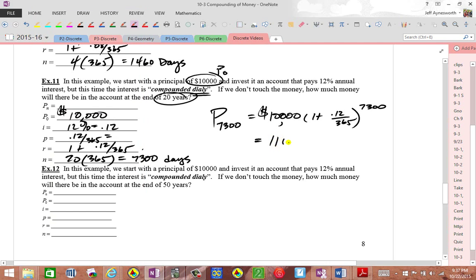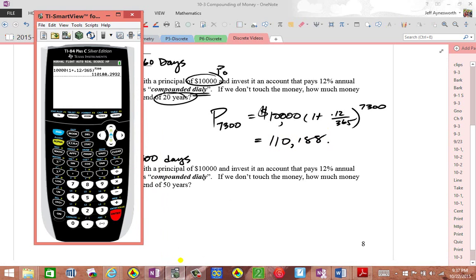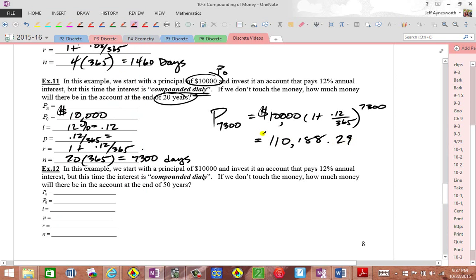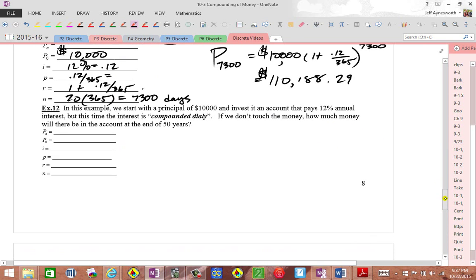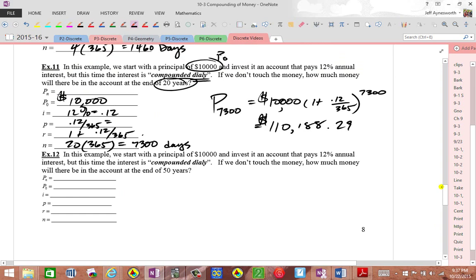110,188. This is a comma. 188, and how many cents? 29 cents. That makes more sense. My previous answer was way too big, okay? And so when that happens, you guys, it's probably because you didn't set it up right or you didn't push it in right on your calculator. So always check your work.